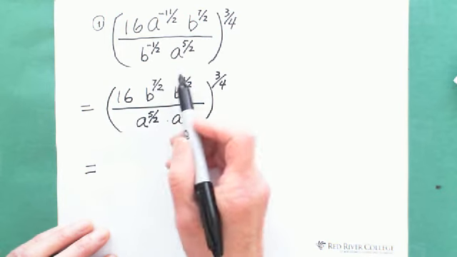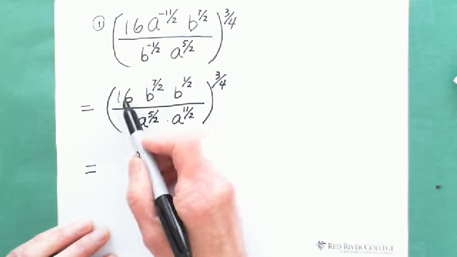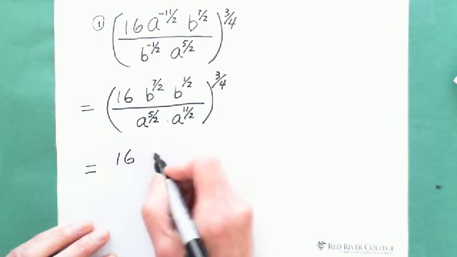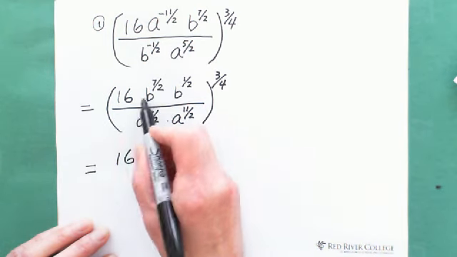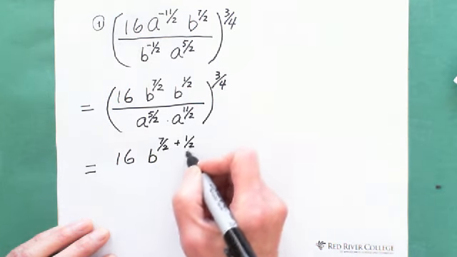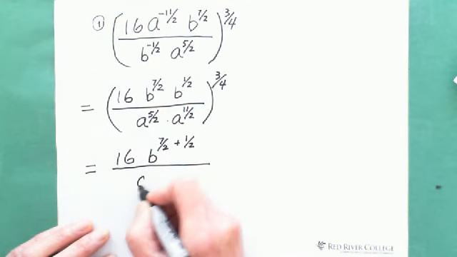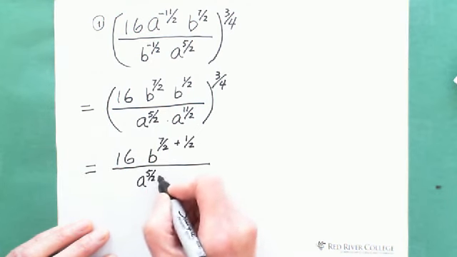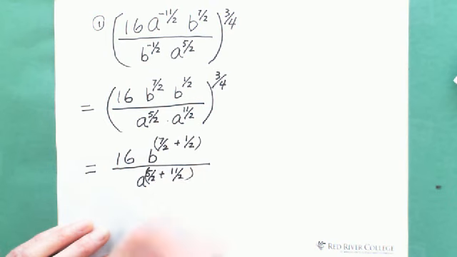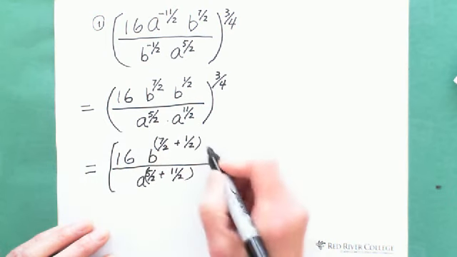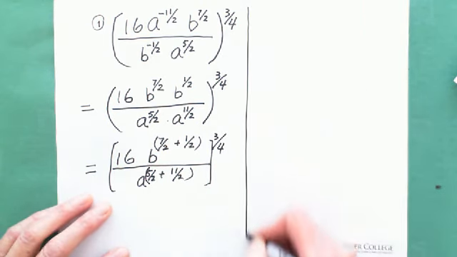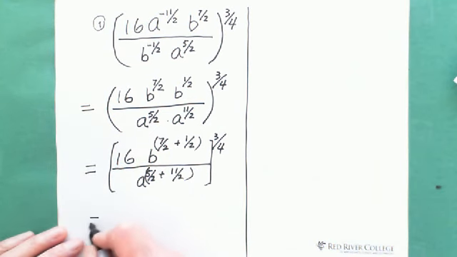First we combine these two before we work with this 3 over 4 exponent. We keep 16. For the b, because we multiply, it is 7 over 2 plus 1 over 2. The bottom is a to the 5 over 2 plus 11 over 2, right? Then the exponent is 3 over 4 here. Can you simplify this one?